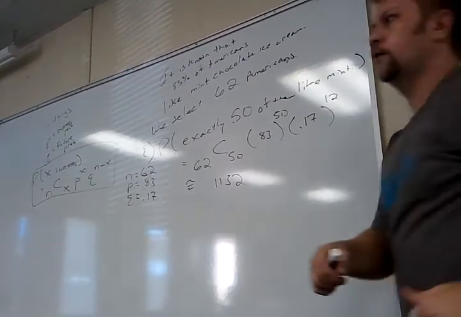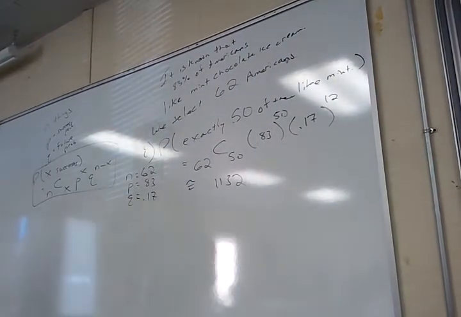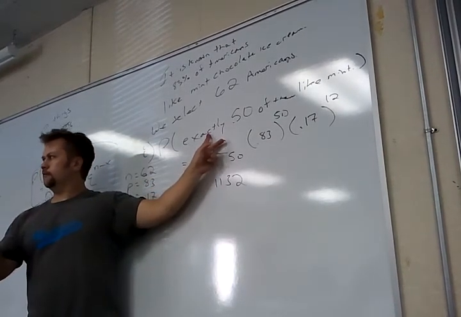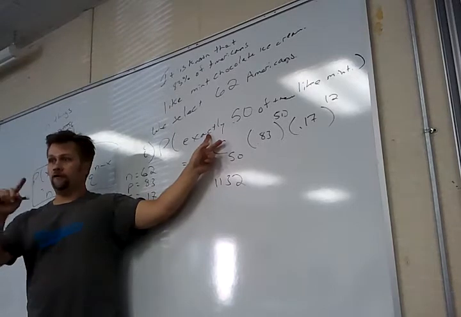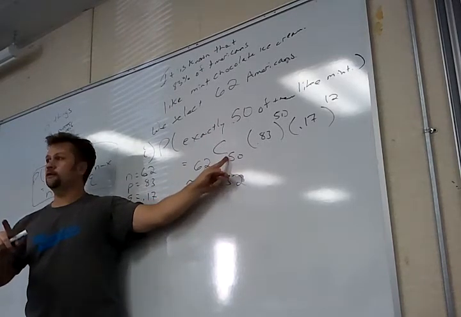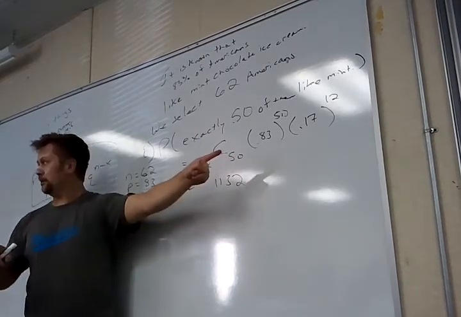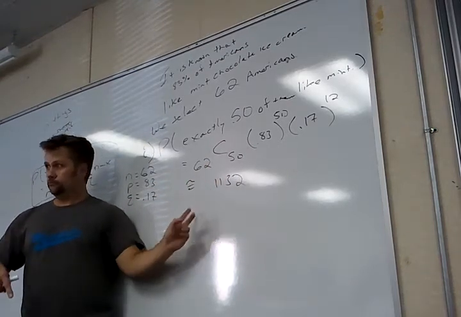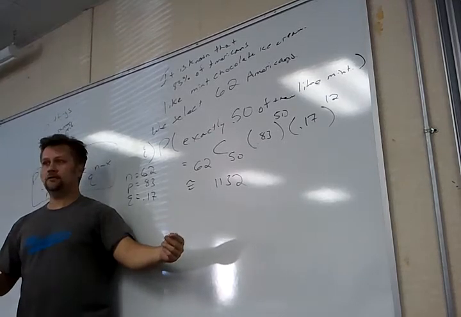So what would be the difference if it was at least 50? What do you guys think? At least 50 means what? It could be 50, and we did that probability, right? Or 51, I'd have to do that probability. Or 52, I'd have to do that probability. Or 53, that probability. Do you guys see what I'm saying?